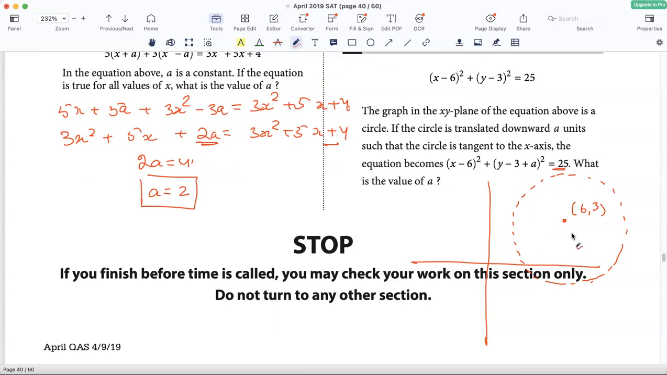Okay, so if I translate it down and I bring it here, then what will be the y coordinate? This would be 5, right? The radius is 5, so this would be (6, negative 5). To make it tangential to the x-axis, I would have to bring it 5 units below the x-axis, right? So overall, I have moved the graph from (6, 3) to (6, negative 5). So I have moved it down 3 plus 5, 8 units. So the value of a is going to be 8.